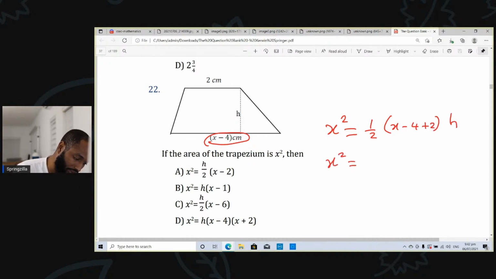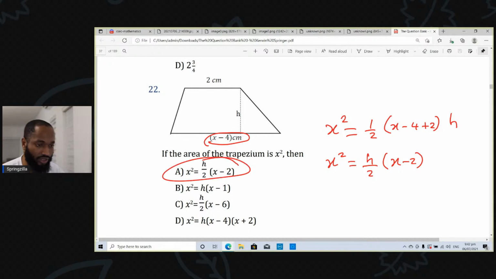X squared is equal to half by h, and x minus 2. Yeah.